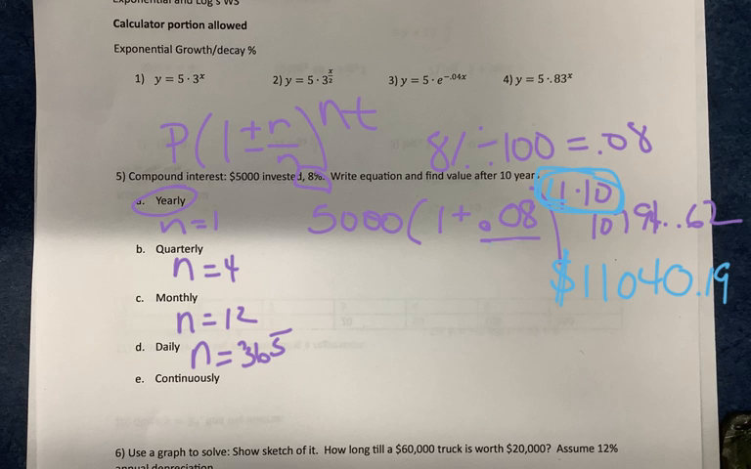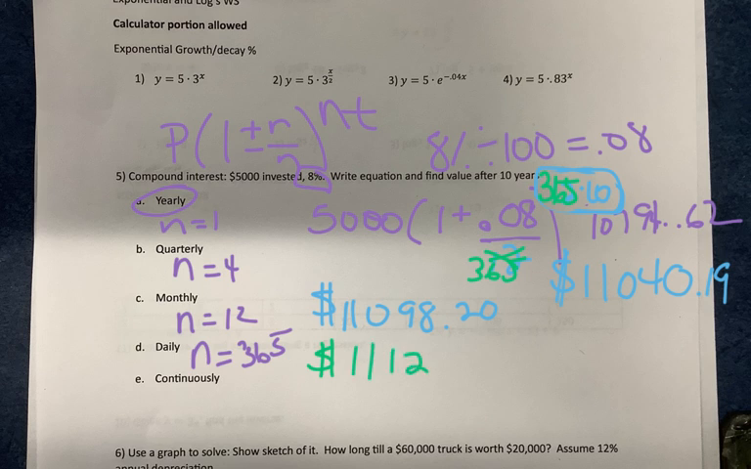Now I'm going to change it from 4 to 12. So this is 12 times 10, so we have 120 compoundings. Type that into the calculator, and that one is $11,098.20. So it jumps about $58. And then finally 365. So this is going to be 365 times 10. You put that in the calculator, and it's not going to be that much more. It is $11,126.73. So those are all the ones that utilize the compound interest formula.